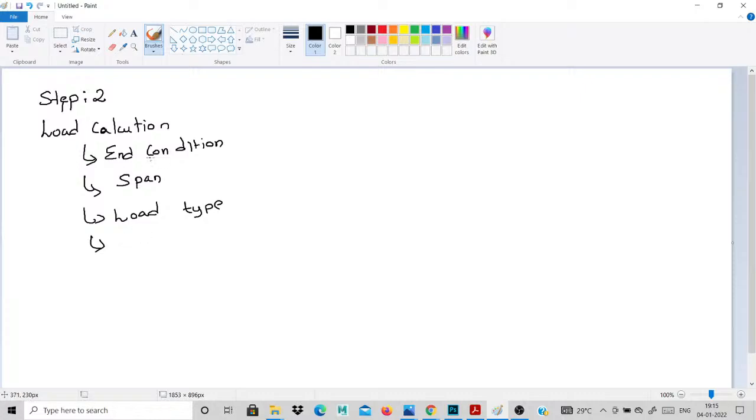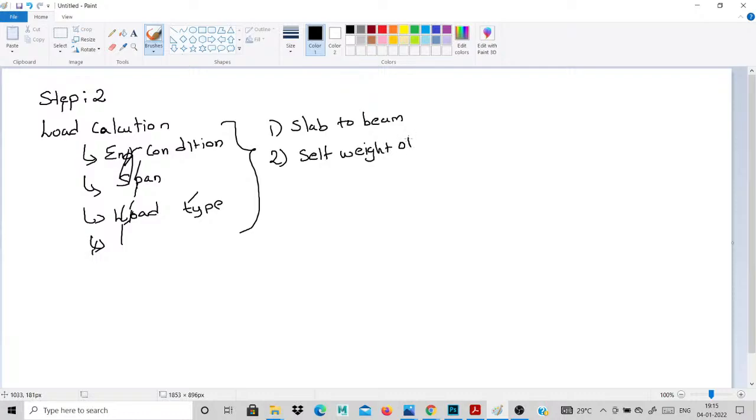Sorry, this is a categorization of the beam. In the load calculation, what are the loads you will consider? The first one is the slab load, the slab to beam load. The second one is the self weight of the beam.